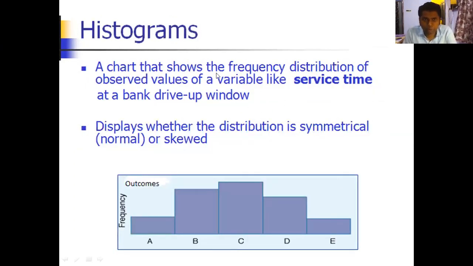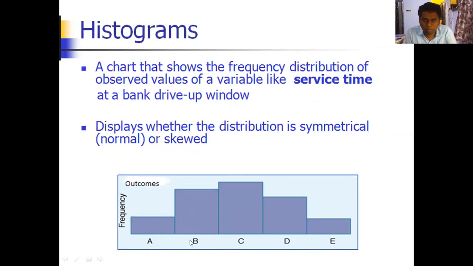Then there is a histogram. Okay, so a chart that shows the frequency distribution of observed values of a variable, like service time at a bank drive-up window, displays whether the distribution is symmetrical, or normal, or skewed. So histogram is a very common technique that is used in statistics, that along the x-axis the outcomes are addressed, and along y-axis the frequency is mentioned.